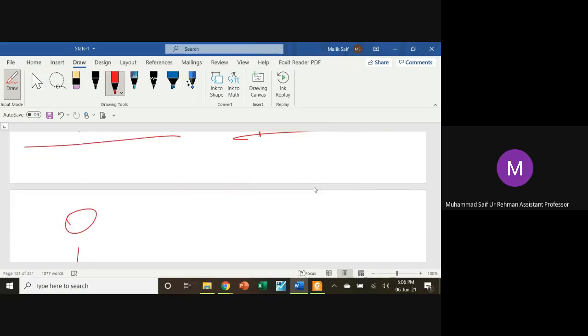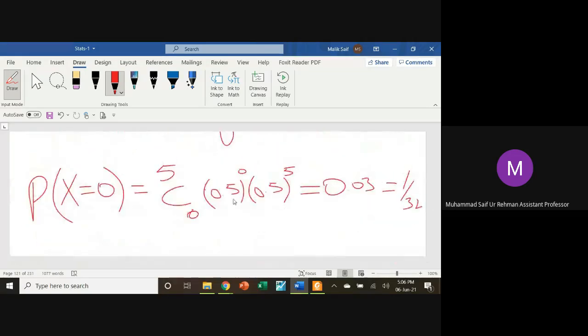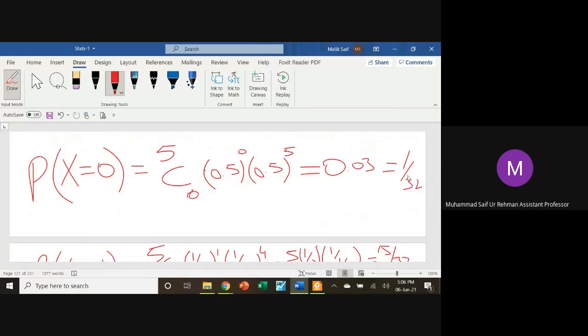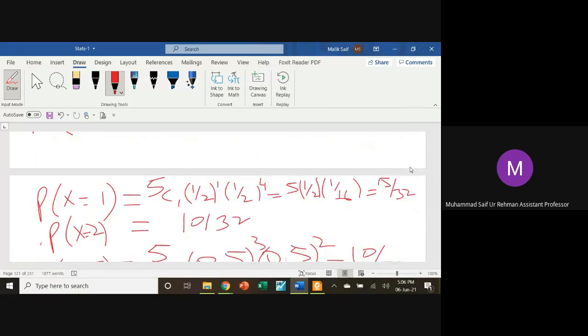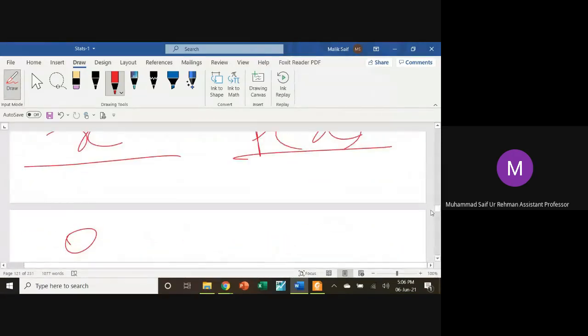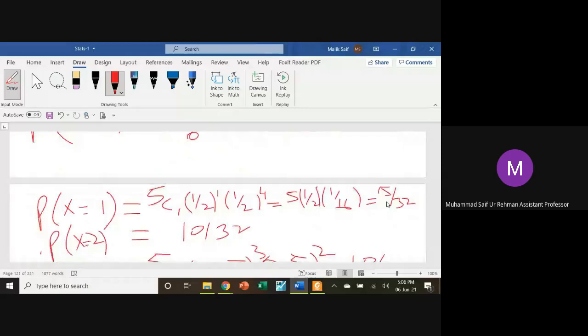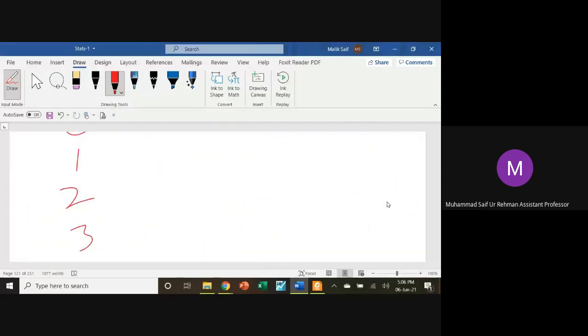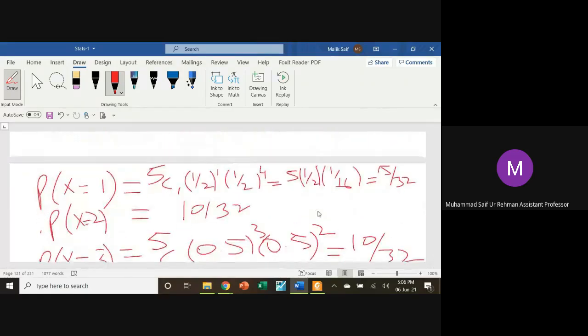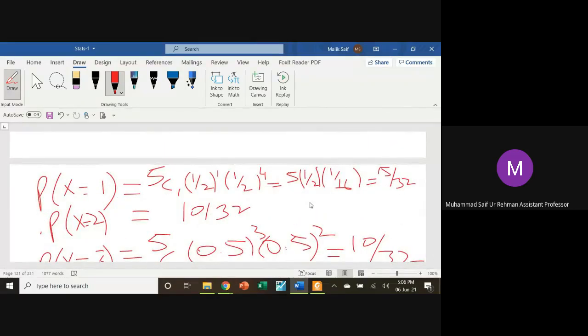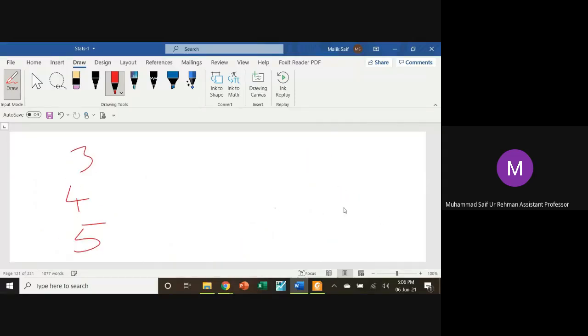Probability of X, when X was 0, the probability was this. So now this is the probability distribution table. So 1 by 32 you will write down over here in the table. Next, for 1 it was 5 by 32. You will write down over here 5 by 32. For 2, you have to see, for 2 it is 10 by 32. For 3, 10 by 32.